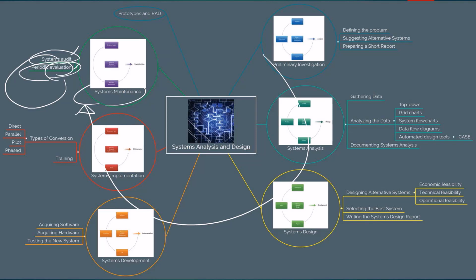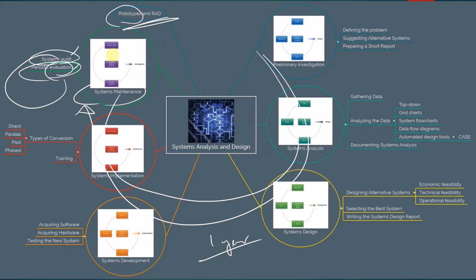Now, a lot of times this SDLC, this waterfall method, it takes a good year, if not longer, to implement this new system. And therefore, there are times where we need to do what are known as prototypes and rapid application development. The process of building a model that can be modified before the actual system is installed is what's known as prototyping.